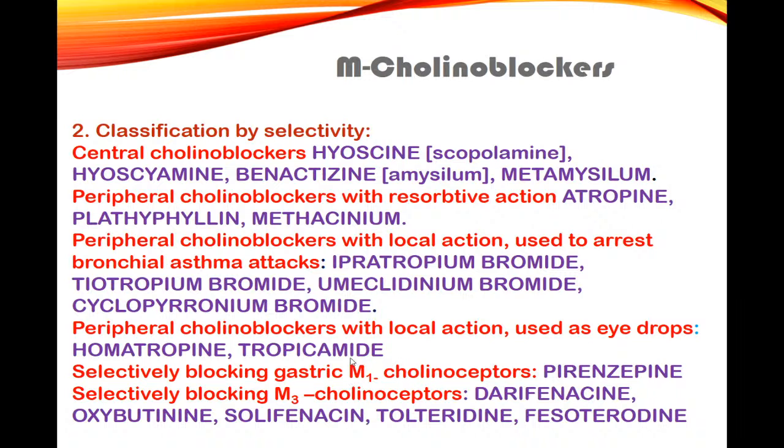M-cholinoblocker. And the last group, selectively blocking M3 cholinoceptors. M3 are localized in smooth muscles of the GIT, bronchi, and so on, and also in exocrine glands. But these agents, darifenacin, oxybutynin, solifenacin, tolterodine, and fesoterodine, are used mostly for action on the urinary bladder.